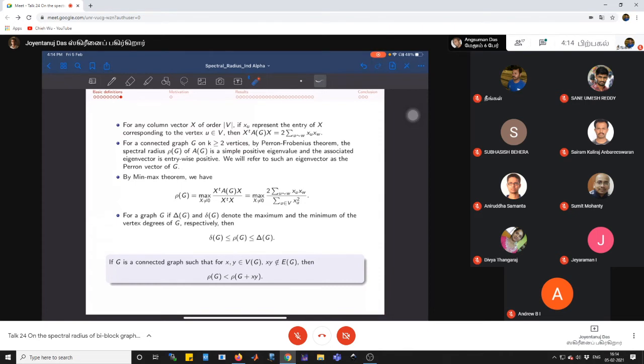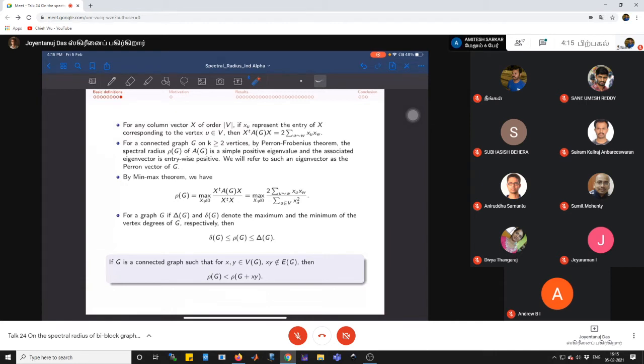The next point is for a connected graph G with greater than or equal to 2 vertices. By the Perron-Frobenius theorem, the spectral radius is a simple positive eigenvalue, and the associated eigenvector has all positive entries. We will refer to such an eigenvector as the Perron vector. The next result is given by the Min-Max theorem, which states that the spectral radius rho of G is equal to the maximum over X not equal to 0 of X transpose A(G) X divided by X transpose X.